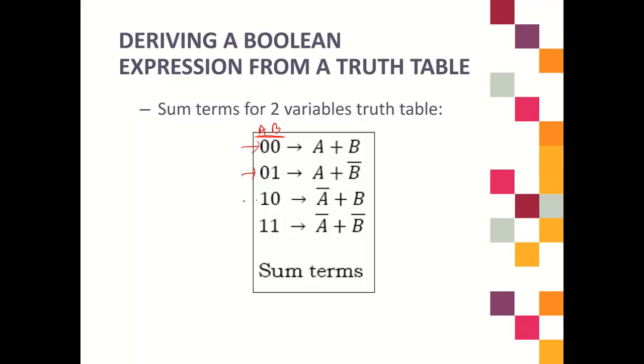Okay, so for the third combination 1, 0, so in this case you need to complement your A. Okay, so that's why the sum term here you will get A bar plus B, and then the last combination is 1, 1, so that's why you need to complement both variables. So the sum term for the last combination is A bar plus B bar. So this is the sum terms for 2 variable truth table. So if you have 3 variable truth table, okay, so I will show you the sum term, okay, for 3 variable truth table.